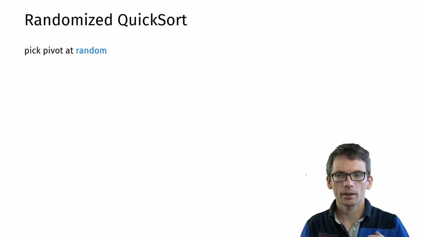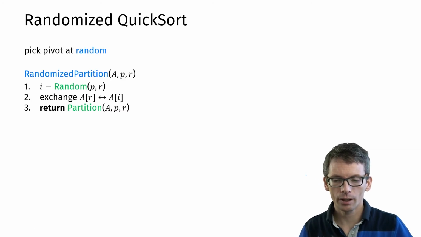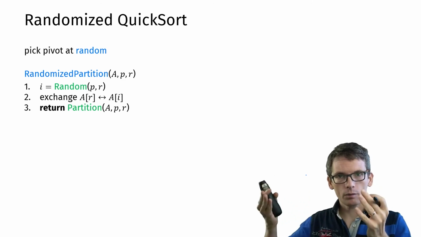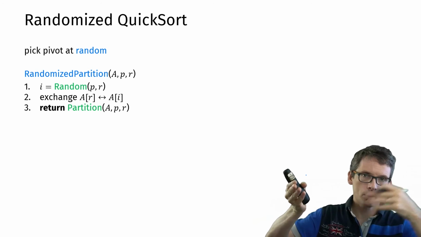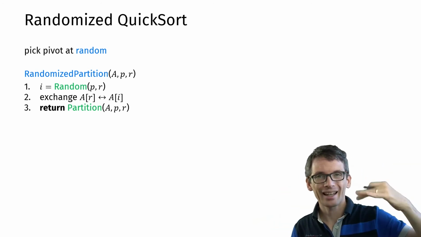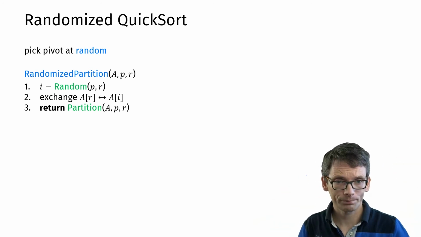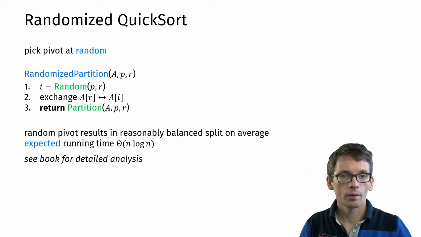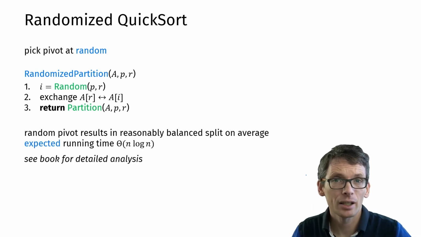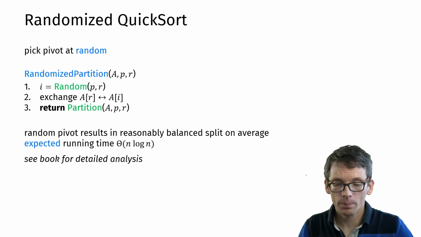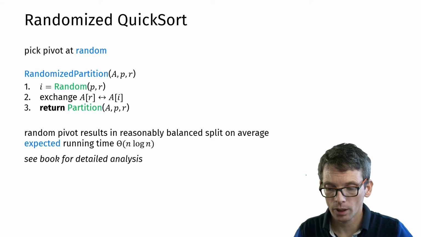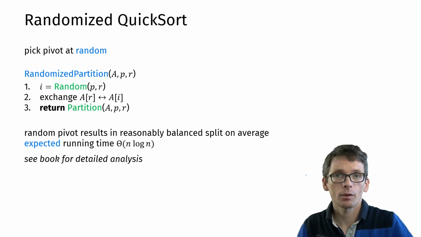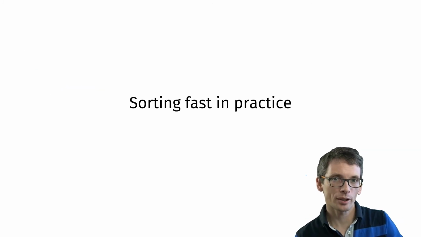We pick a pivot at random, which would look like this. First of all, we take a random number between P and R. We use this to swap a random element to position R, and then we call partition as before. And because we get reasonably nice splits, we get an expected running time of theta of n log n. We didn't prove that here, but you can look at any textbook to get a formal analysis, like the Cormen et al. book. So much about Quicksort.